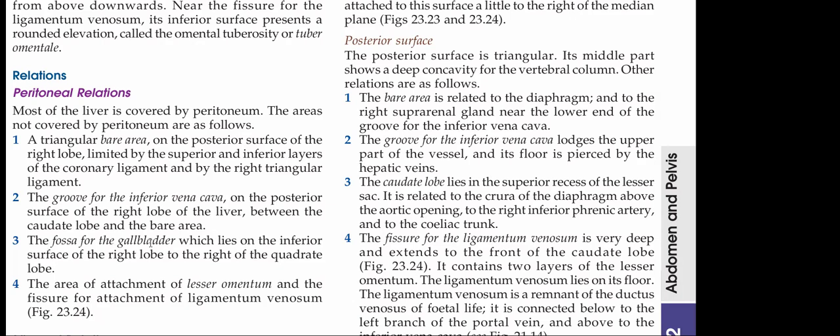The fossa for the gallbladder, which lies on the inferior surface of the right lobe to the right of the quadrate lobe. The area of attachment of the lesser omentum and the fissure for attachment of the ligamentum venosum.